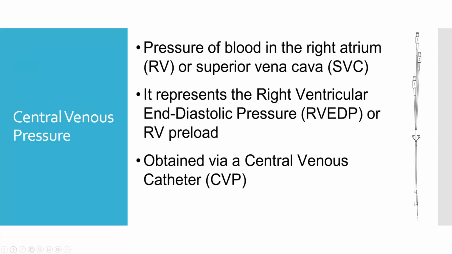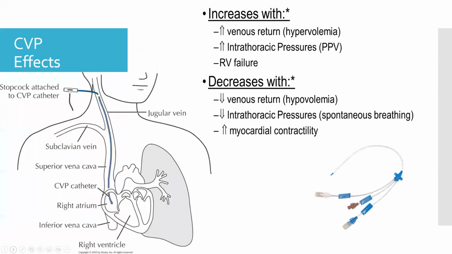Let's look at central venous pressure. It is the pressure of the blood in the right atrium or the superior vena cava, the portion of the superior vena cava that's entering the right atrium. It represents the right ventricular end-diastolic pressure, or right ventricular preload, obtained by a central venous catheter. The one that I'm showing here is a triple lumen catheter. They are often triple lumen, but they don't need to be.